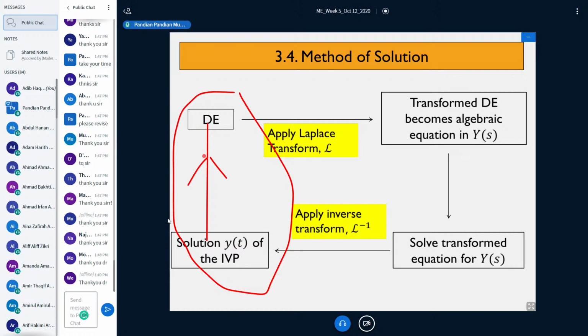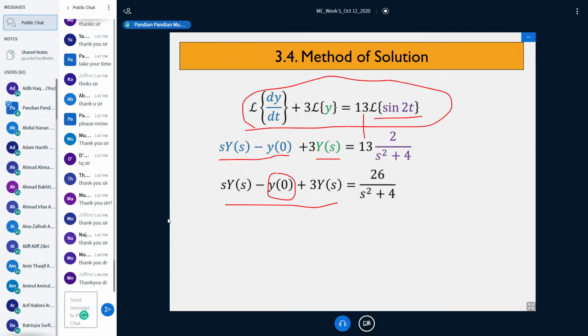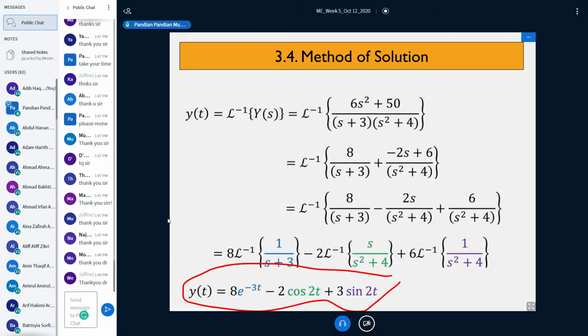But normally we don't do this. We don't do this part because this is something like you verify. You strongly believe that your answer is correct or wrong. But we don't do this. As far as you get this answer, you are happy. Because this is very long. Three terms involved, sine, cos.